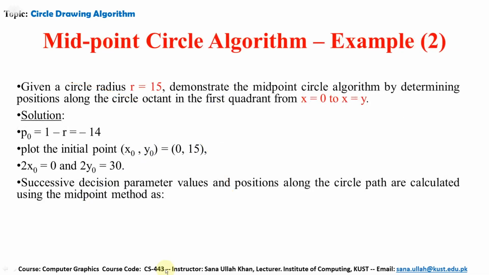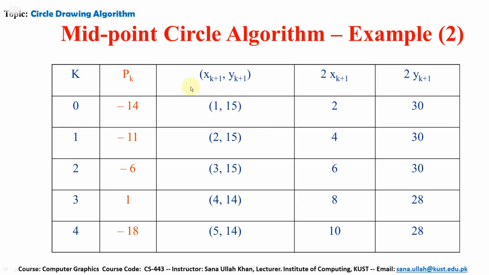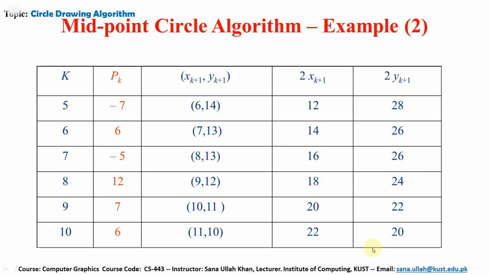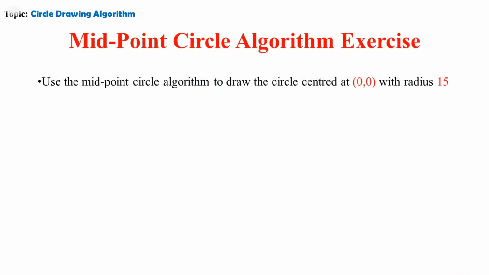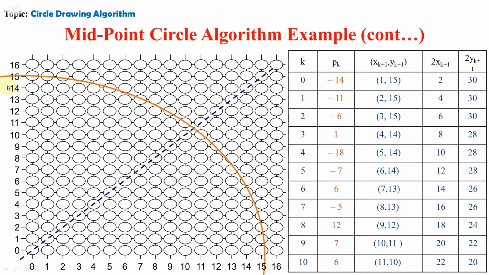As a second example, given a circle with radius equal to 15, demonstrate the midpoint circle algorithm by determining positions along the circle from x equal to 0 to x equal to y. So p0 is 1 minus r, because the radius is also an integer, so we use this formula, which gives minus 14. Plot the initial point, which is 0 for x and 15 for y. So 2x will be 0 and 2y will be 30. The successive decision parameter values and positions along the circle path are calculated using the midpoint algorithm. After calculation this table comes, and then we will draw these points on the screen. So use the midpoint circle algorithm. Finally, the first octant, then it will be extended to the other octants as well.